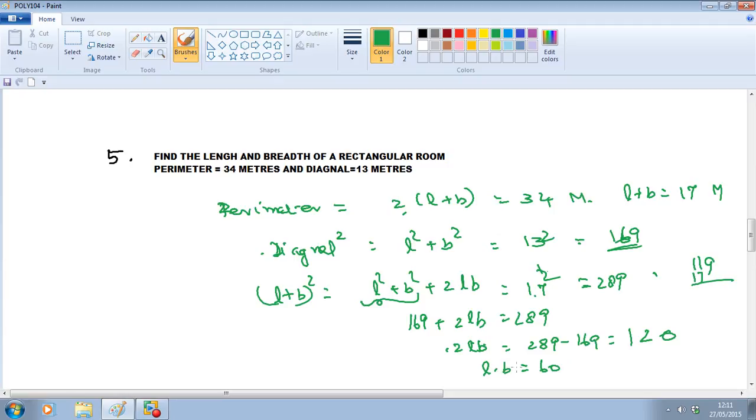Then which L and B can be? It's 12 multiplied by 5. So 12 plus 5 is 17, and 12 multiplied by 5 is 60. So length is equal to 12, breadth is equal to 5 meters. This is the answer.